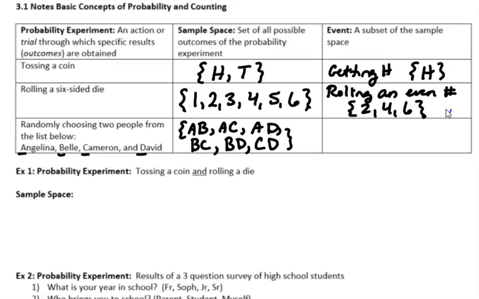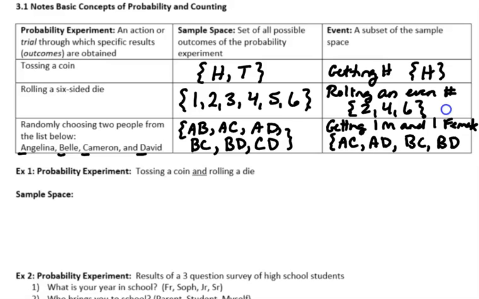And then my third one is, how many different ways could I get one male and one female? So I could have Angelina and Cameron, Angelina and David, or I could have Belle and Cameron and Belle and David. The only ones I wouldn't have would be when I had 2 females, Angelina and Belle, or 2 males, Cameron and David, together. So there'd be 4 possible ways to get this event to occur.